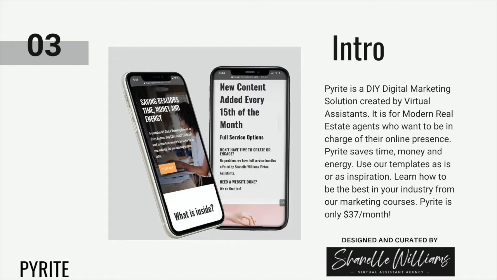What you're going to do is learn how to be the best in your industry from our marketing courses. So we also have courses on Instagram, LinkedIn, Pinterest, funnels, ads on Facebook and Google. So you definitely will be able to learn from us. And the best part is Pyrite's only $37 a month. So every month you're going to get a new content calendar. You're going to be able to use that calendar or use it as inspiration, and we'll always be updating our courses.